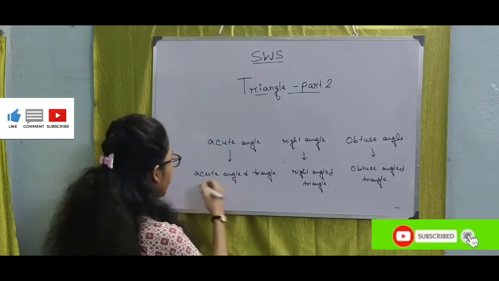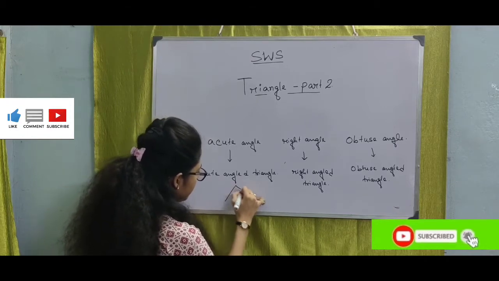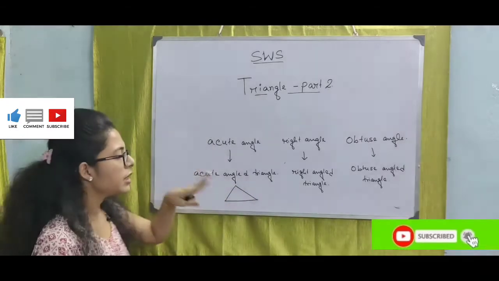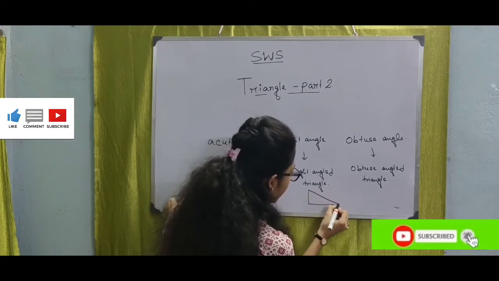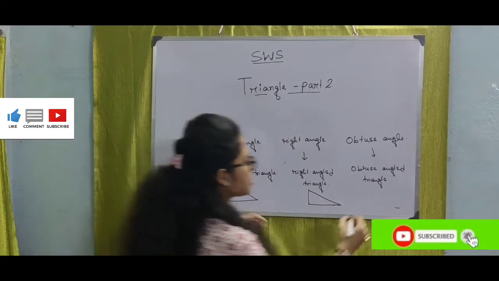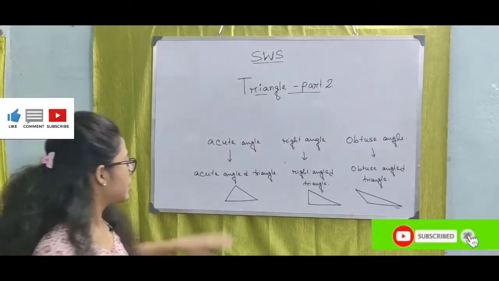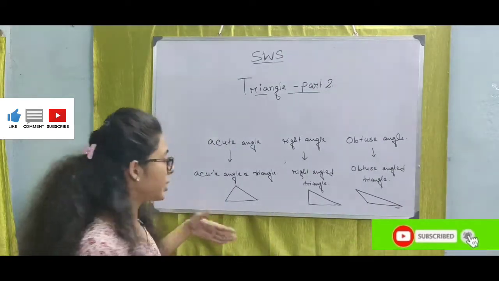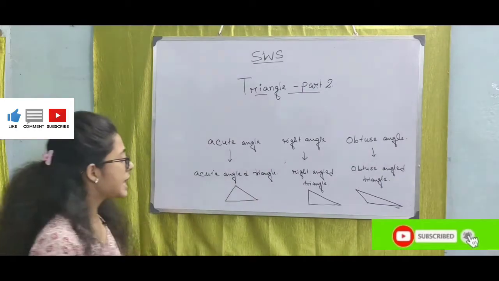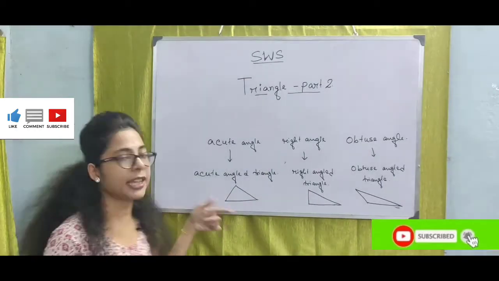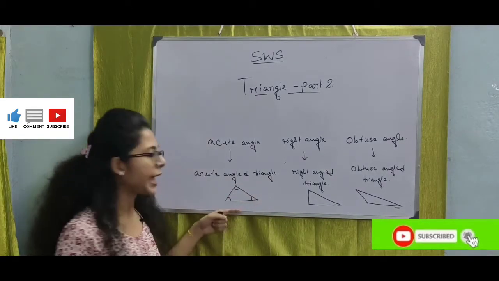Now, the shapes of the triangles are like this: acute angle triangle, right angle triangle, and obtuse angle triangle. Now, the main point is the definition of these three triangles. What is an acute angle triangle? The triangle which has three acute angles. Very important, these three angles are acute angles.